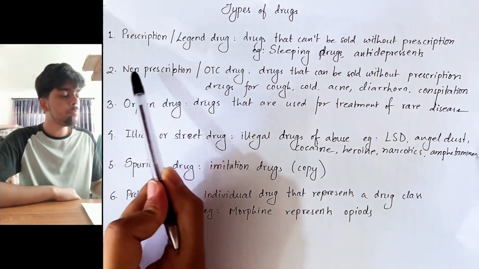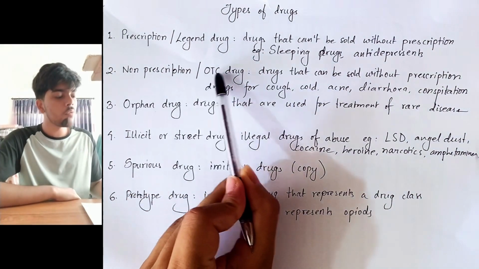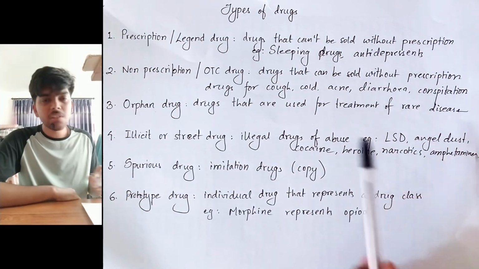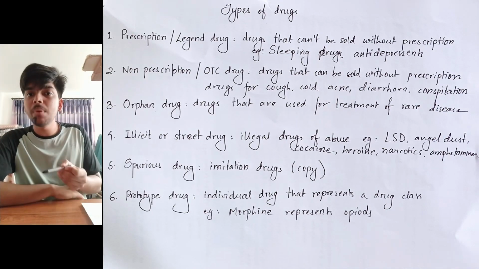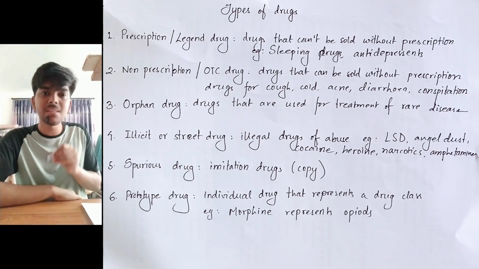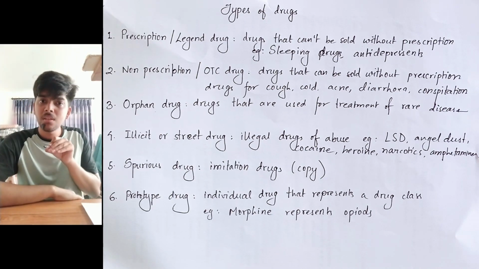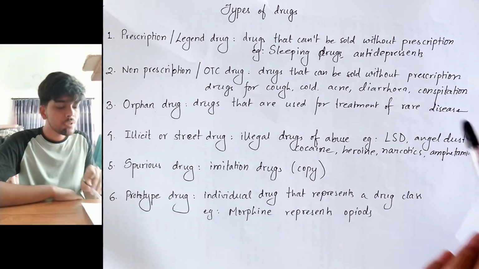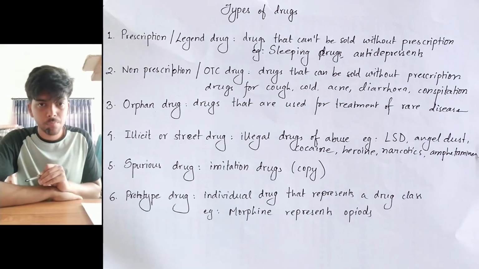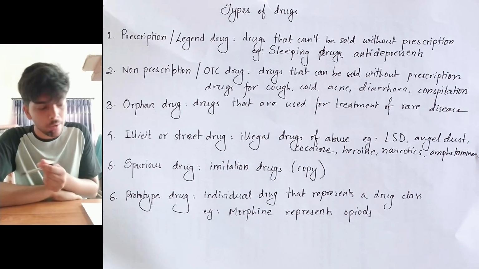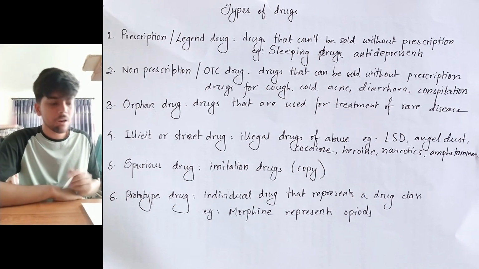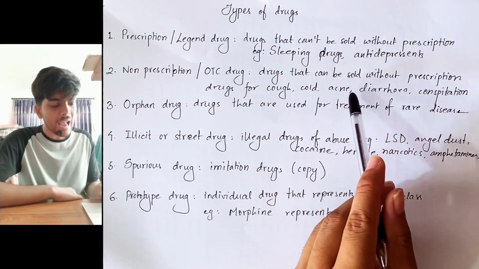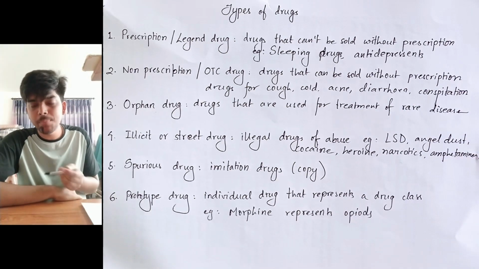Next is non-prescription or over-the-counter drugs. Non-prescription drugs, as the name suggests, are the drugs that can be bought without any prescription. Basically, you can just go to a pharmacy, ask for this drug, and they will hand it to you. Obviously for cash, not for free. Usually, these drugs are for cough, cold, acne, diarrhea, constipation.